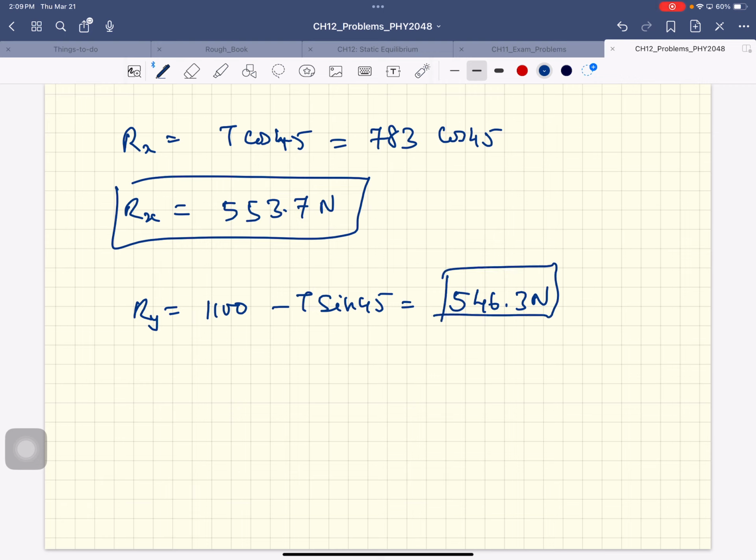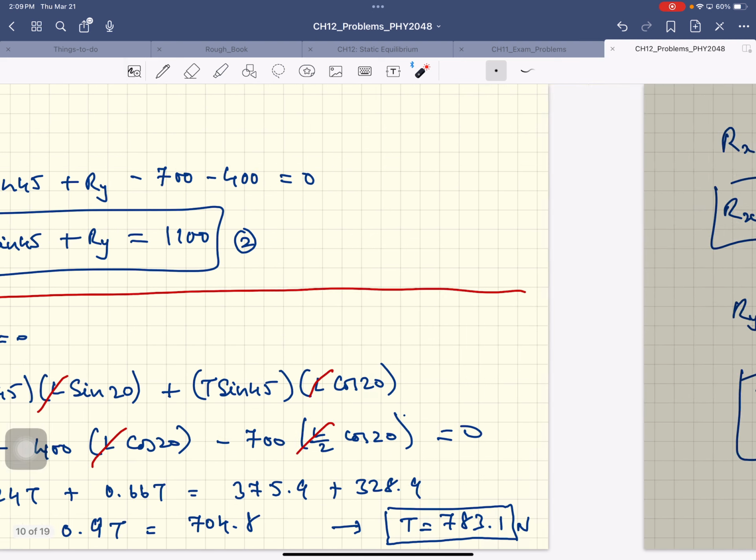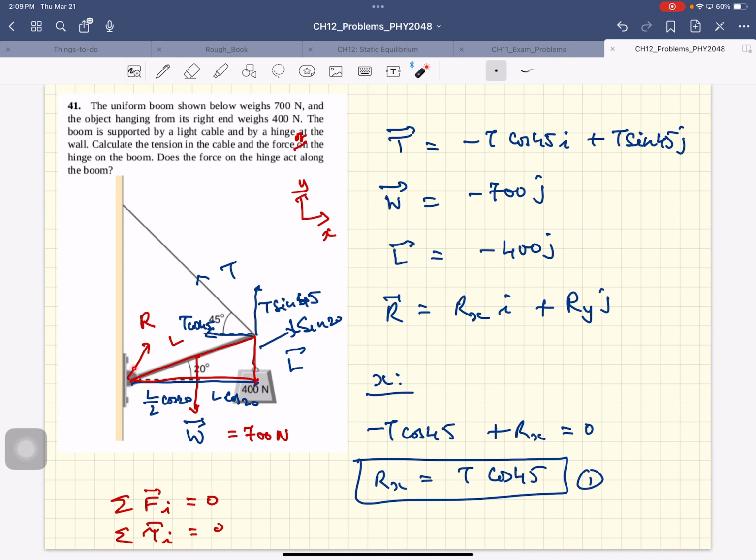All right, so there is Rx and Ry. So R is 553.7 i plus 546.3 j newtons, of course. Notice the x and y components are almost equal to each other, so this guy is at almost 45 degrees. It's not along the boom, which is at 20 degrees. Okay. All right, guys.